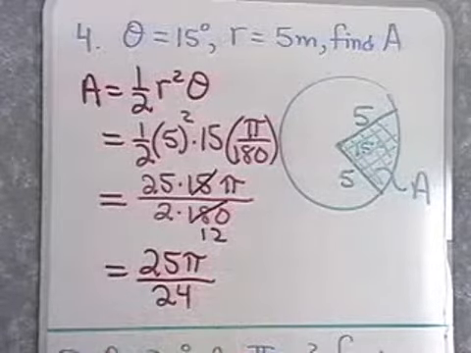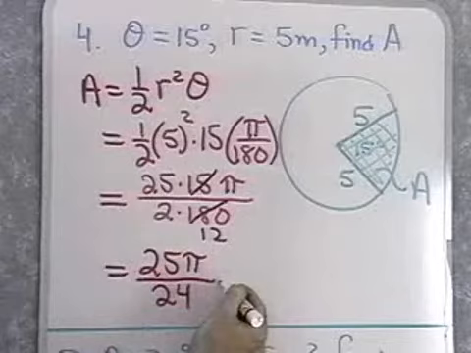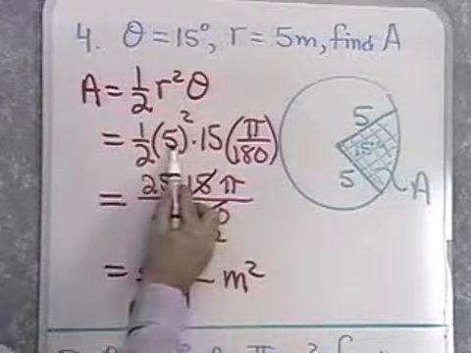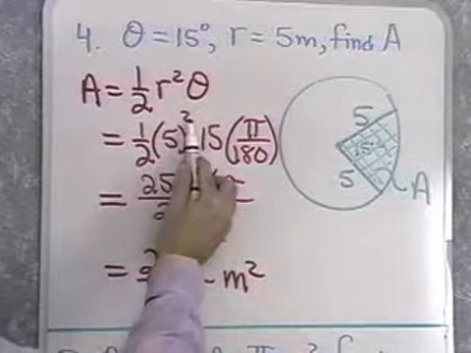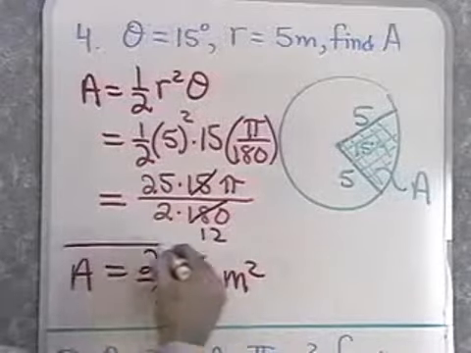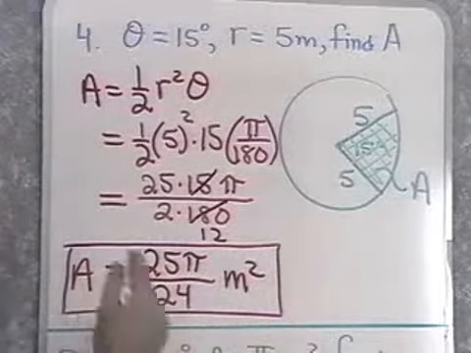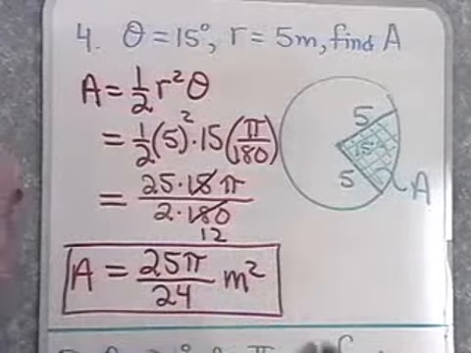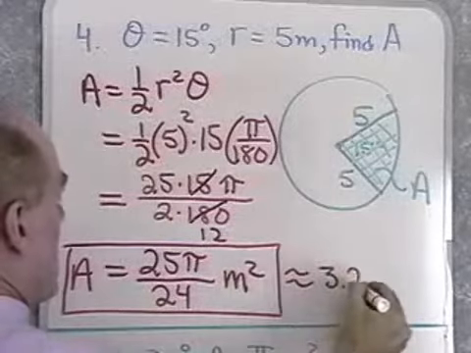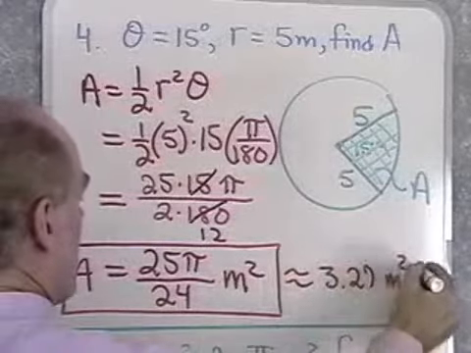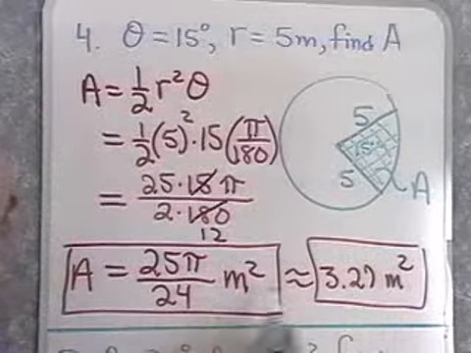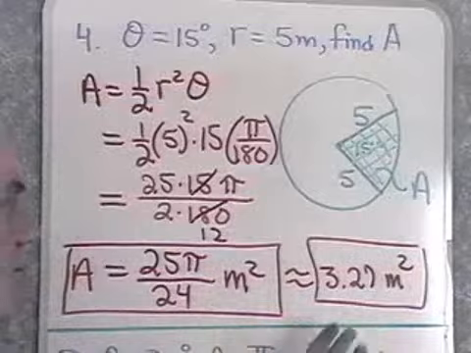So 25 pi over 24, and my units were meters, so this is going to be square meters, and that will come from right here where I have 5 meters. Quantity squared is 25 meters squared. So I'll put in the units there. That is the exact value of the area of that sector, and if I want to write this as a decimal, it comes out 3.27 meters squared. Now, does that seem to make sense? This is 3.14 times about 1, so yeah, 3.27 square meters.